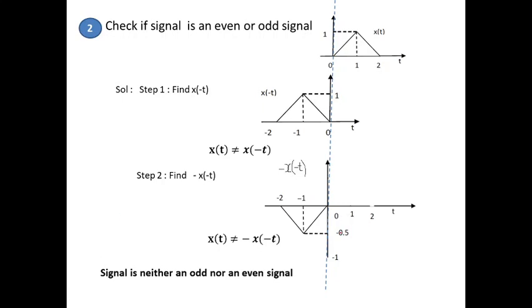It should actually be -1, right? The amplitude is -1. So now let us check whether x of t equal to minus x of minus t, because that is the condition for checking for an odd signal, right?